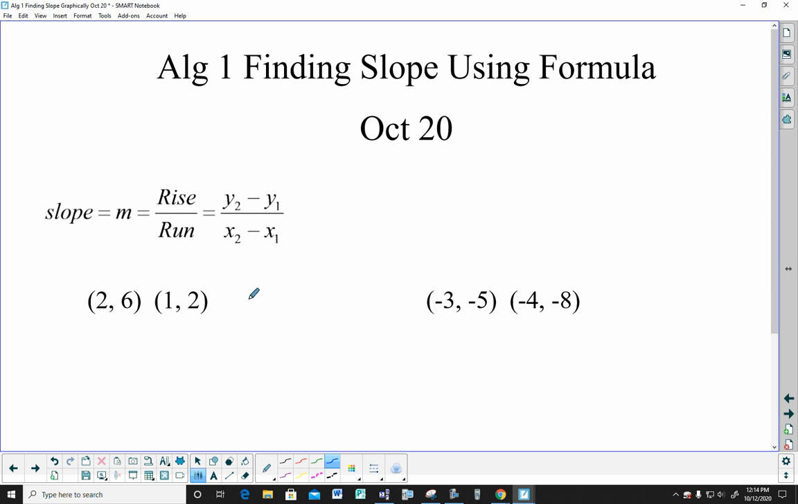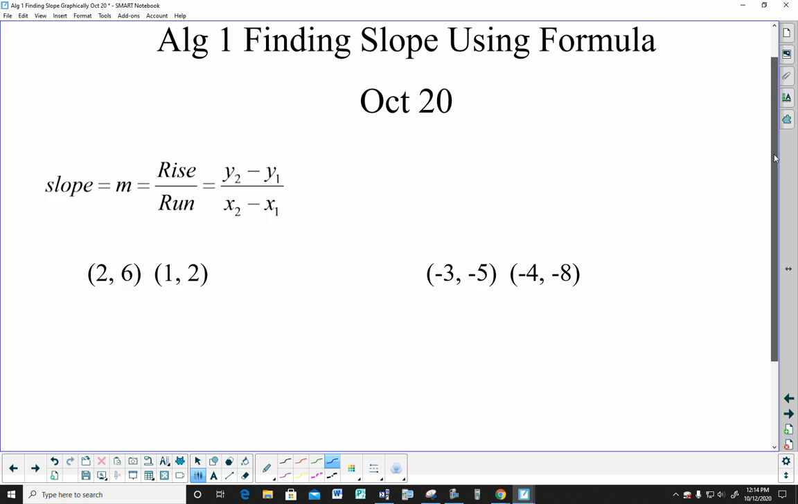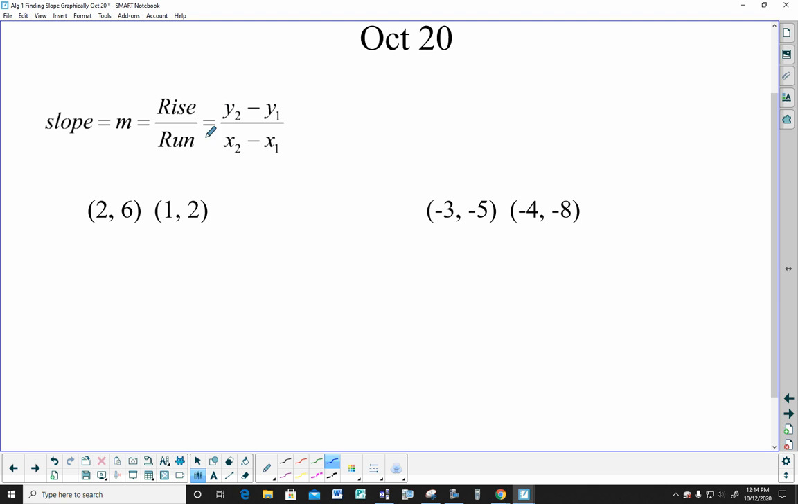So it's finding slope without the graph. You're given 2 points on the line. And this is the formula definition for slope. We used this for the first assignment, just the idea of rise over run. Now you're going to use this formula.